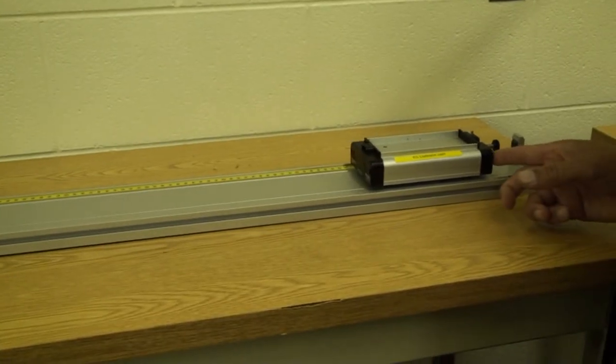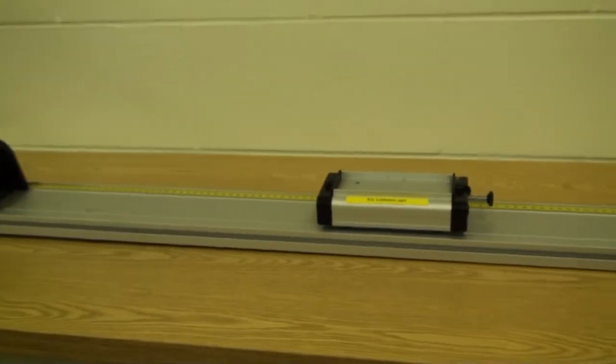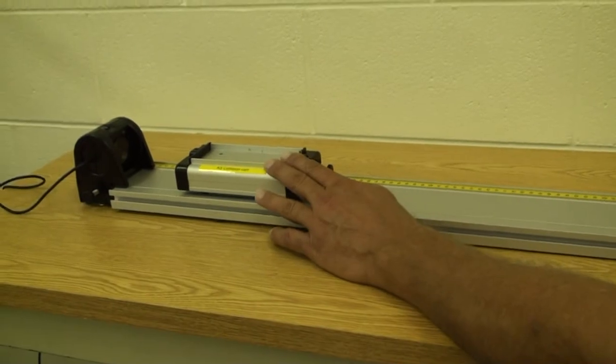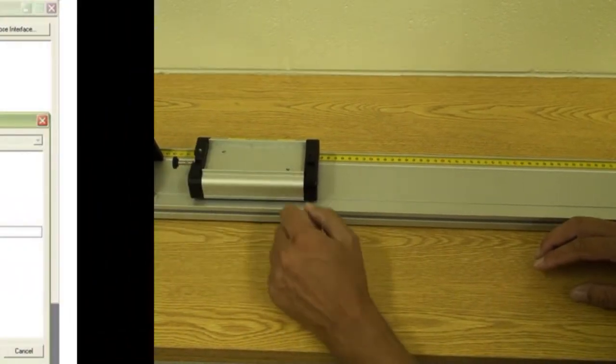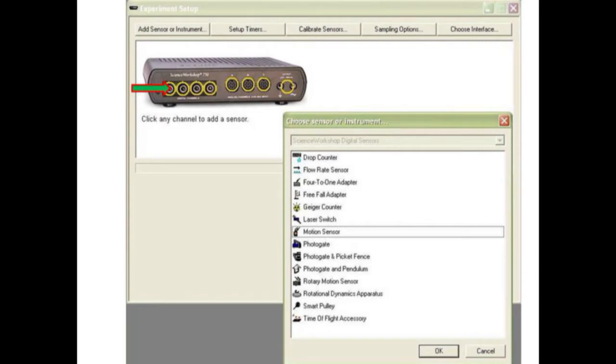Be careful not to aim the plunger on the cart such that it damages the fragile motion sensor. You don't want lab fees to rise any more than they already have. Open the Data Studio software and indicate by clicking on the virtual plug at the left that a motion sensor is being used.